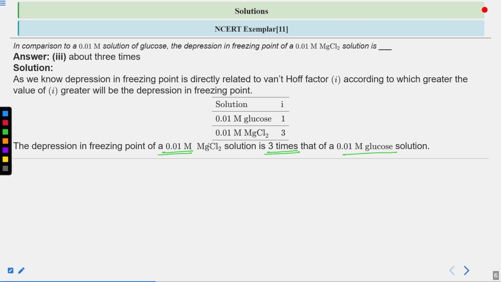Because the depression in freezing point is directly related to the i factor, which is the van't Hoff factor, and you can see the i value for the glucose solution is 1 and for the MgCl2 solution is 3, right? So if you compare between these two, the MgCl2 has 3 times the depression in freezing point of the glucose solution. Okay, so clearly our correct answer is option third, which is about 3 times. Okay, now let's move on to the next one.